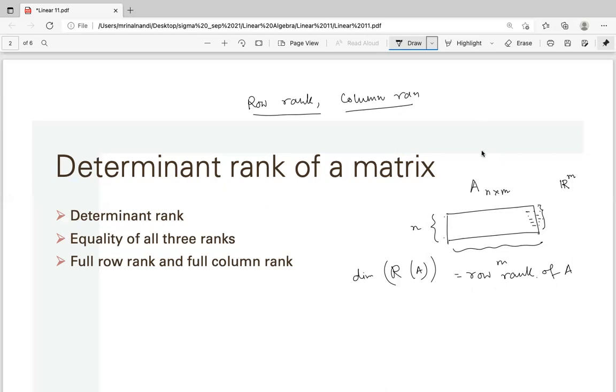What is column rank? Similar thing. There are m columns, and each column belongs to Rn. Again, similarly, what is the column space? The column space is the subspace of Rn generated by, or spanned by, all the m columns. Now the dimension of this, or the maximum number of independent columns, is called the column rank.